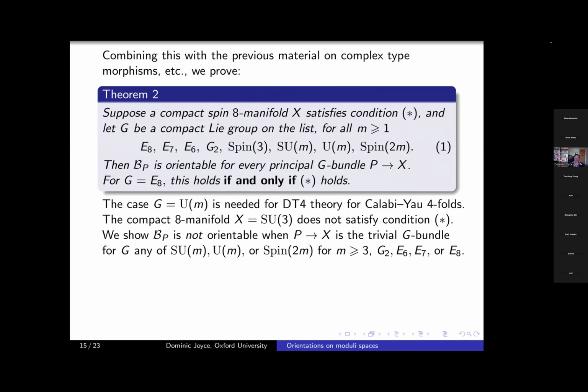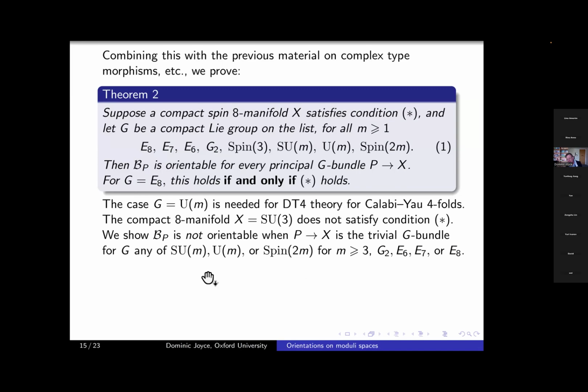Okay, so the case G is U(m) is what you need for DT4 theory. As an example, the compact 8-manifold X is SU3, which does not satisfy condition star, and you can show BP is not orientable when P over X is a trivial G-bundle for G any of this list of groups.